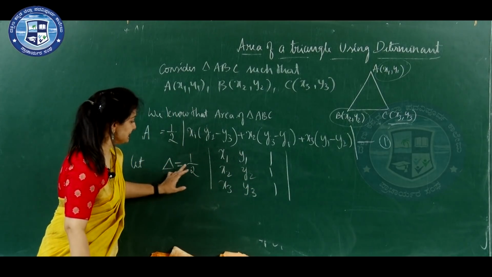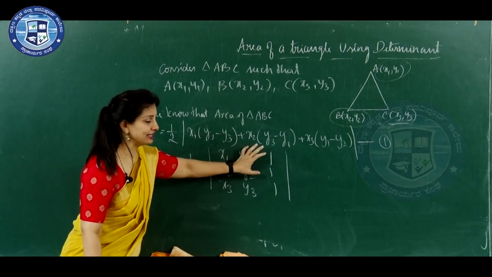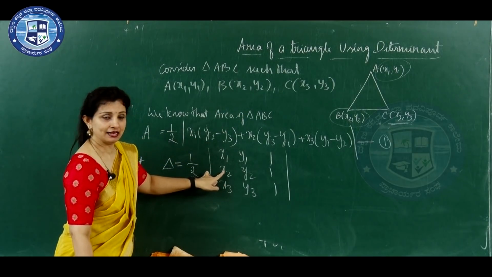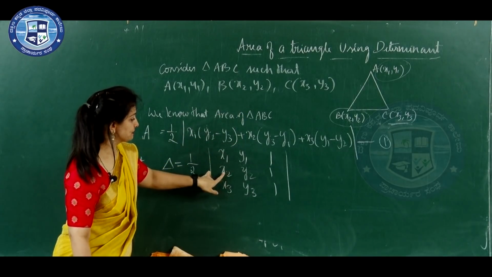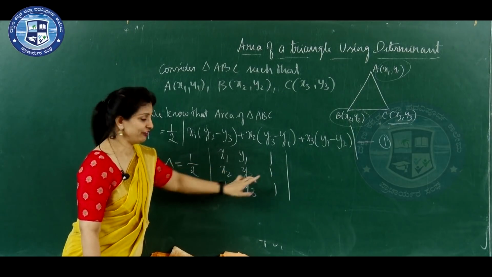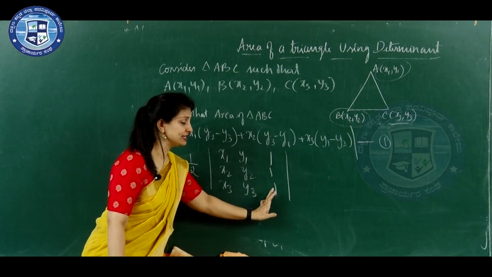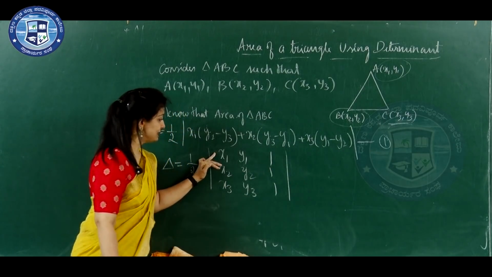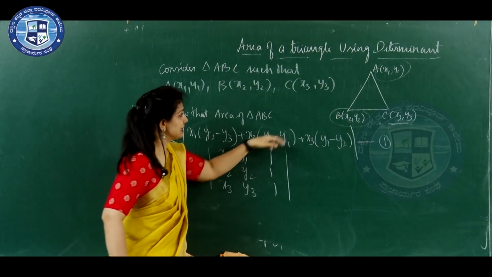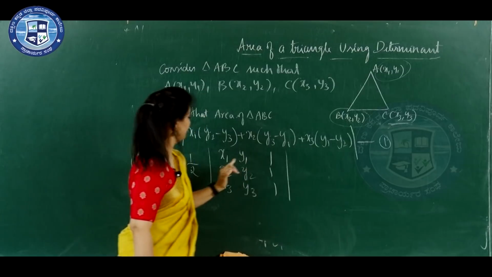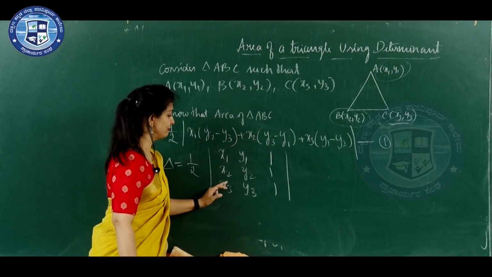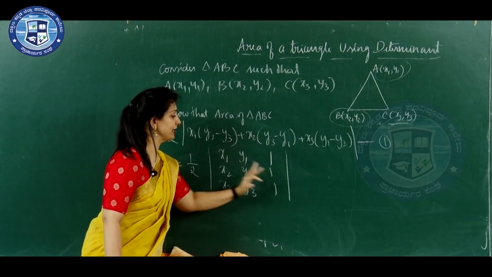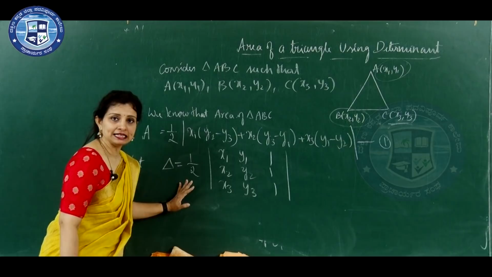So, delta is equal to half into the determinant with rows x1, y1, 1; x2, y2, 1; x3, y3, 1. Observe this, third column elements are always 1, 1, 1, and first row elements are derived from the coordinates of A, second row from the coordinates of second vertex, and third row from the coordinates of third vertex. Okay. So, here what exactly is this?